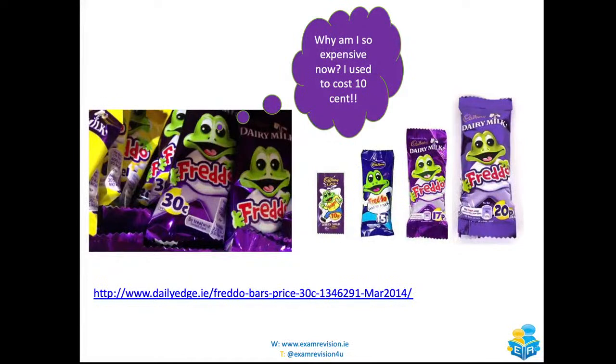But as we can see here, the Freddo bar used to cost 10p, up to now, where in this image it costs 20p, and on this image on the left hand side we can see that it costs 30 cent. And I saw in a shop the other day that Freddos now cost 50 cent. Okay, so why does a Freddo bar cost 50 cent now when it used to be 10 cent? So why has that price changed? And one possible reason why that price has changed is due to inflation.